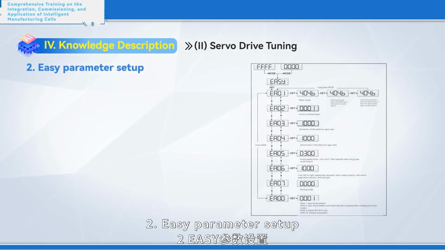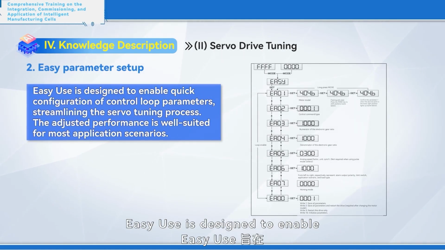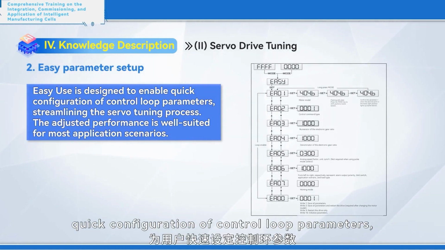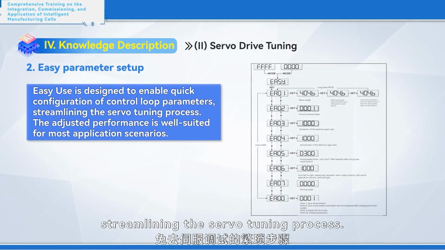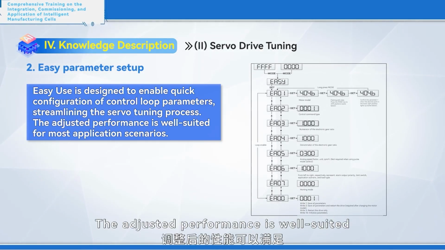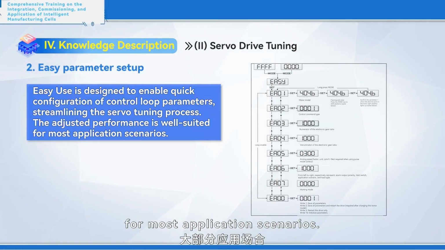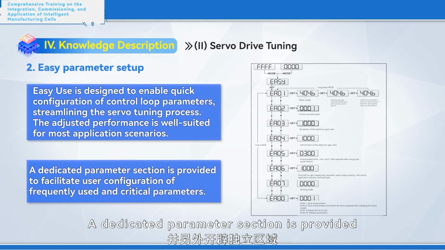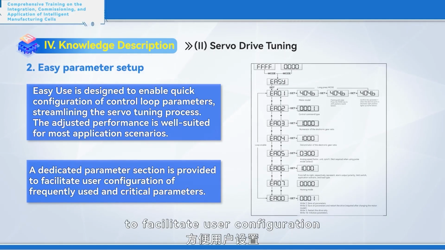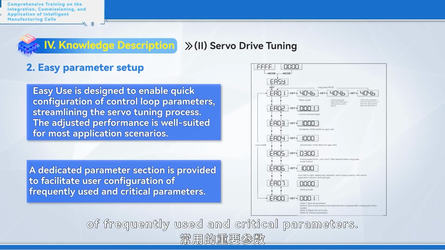2. Easy parameter setup. Easy setup is designed to enable quick configuration of control loop parameters, streamlining the servo tuning process. The adjusted performance is well suited for most application scenarios. A dedicated parameter section is provided to facilitate user configuration of frequently used and critical parameters.